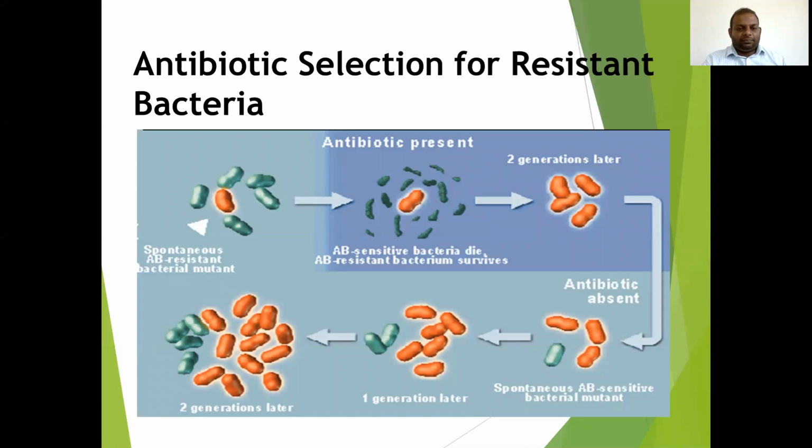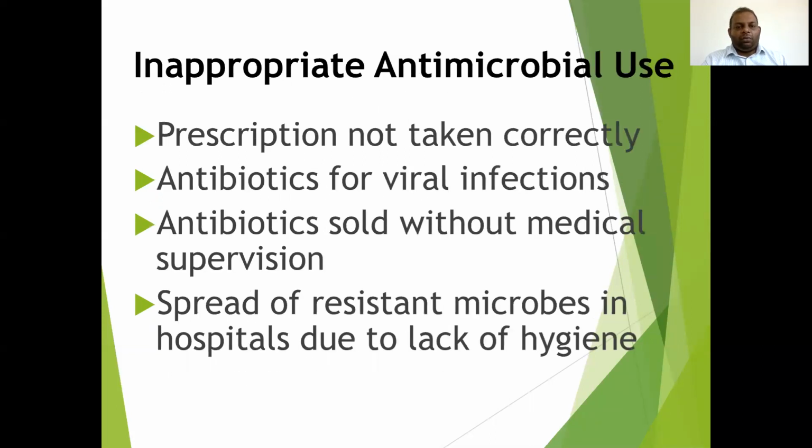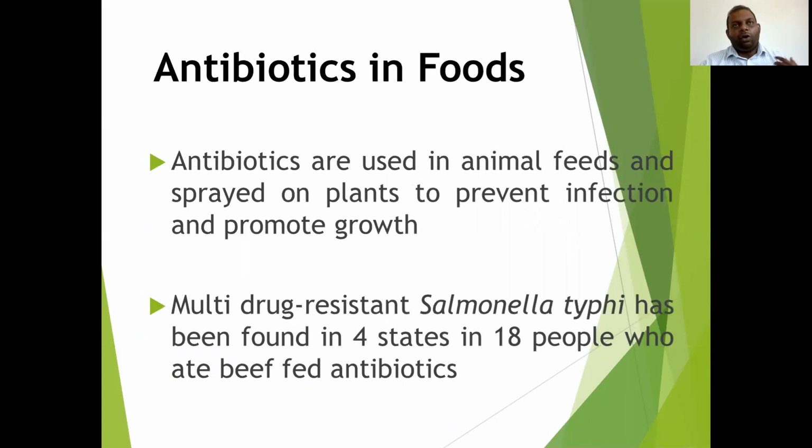This is about the resistant emergence. So what factors would promote it? If we give a suboptimal level of antimicrobials, that is low concentrations, emergence is high. Another thing is, if bacteria have resistant genes, subsequent emergence will be there. So inappropriate use: prescription not taken correctly, antibiotics given for viral infections, antibiotics sold without medical supervision, spread of resistant microbes in hospitals due to lack of hygiene, all matter. Further, lack of quality control in manufacture, outdated antimicrobials, inadequate surveillance, defective susceptibility assays, poverty, and nowadays in the pandemic, people prescribe all over. Use of antibiotics in food like animal feeds enhances growth, but at the same time environmental contamination is high.